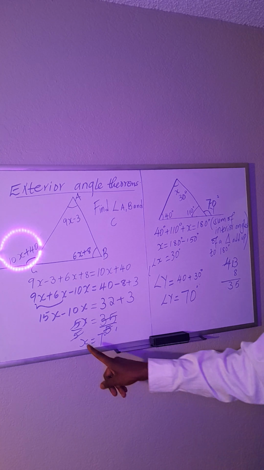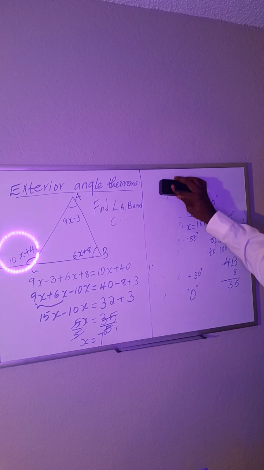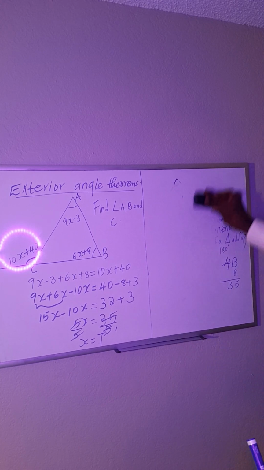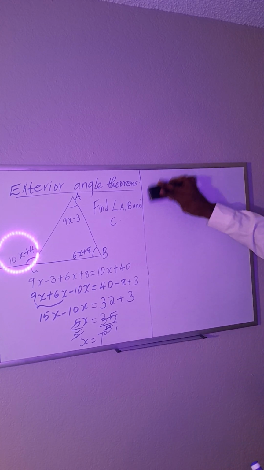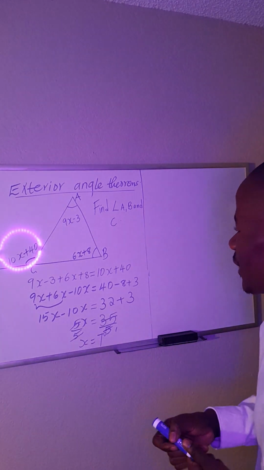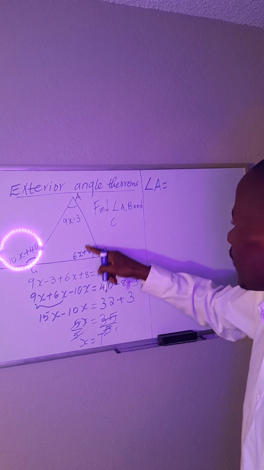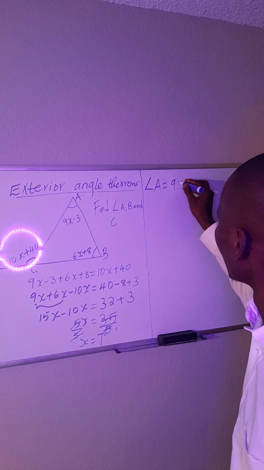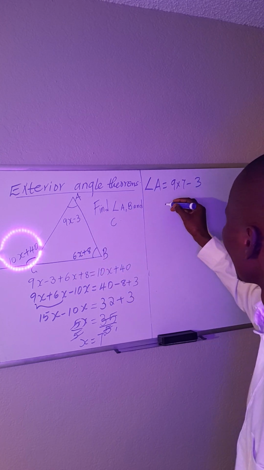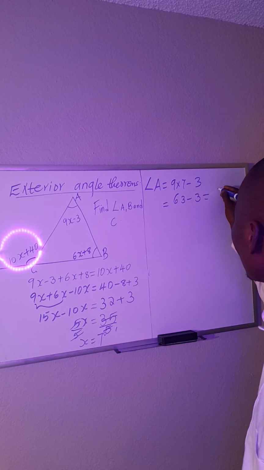So that is it. So when x is equal to 7 degrees, we now go ahead and calculate the values of the angles once you have the value of x. So with x equal to 7 degrees, we find the angle marked A. What is angle A? Angle A is equal to 9 times 7 minus 3. 9 times 7 is 63. 63 take away 3 is 60 degrees. So that is the angle.